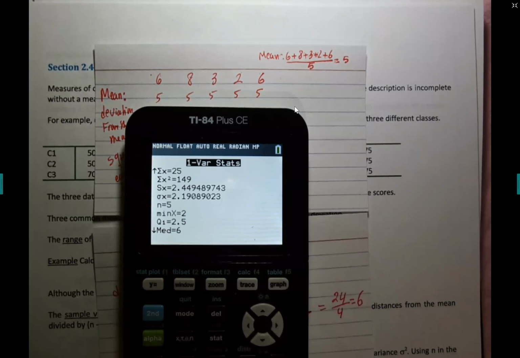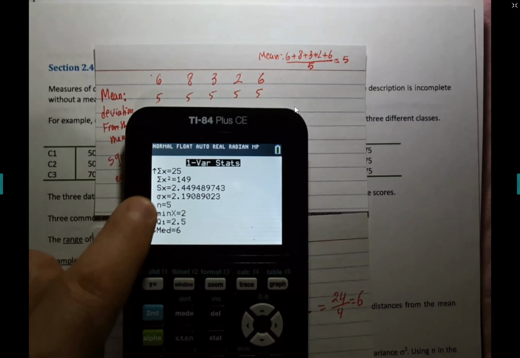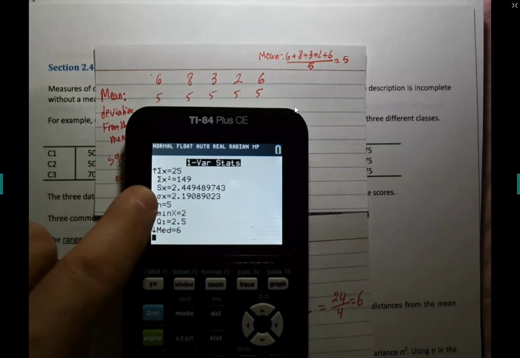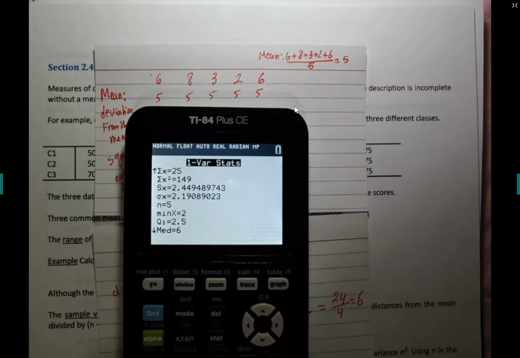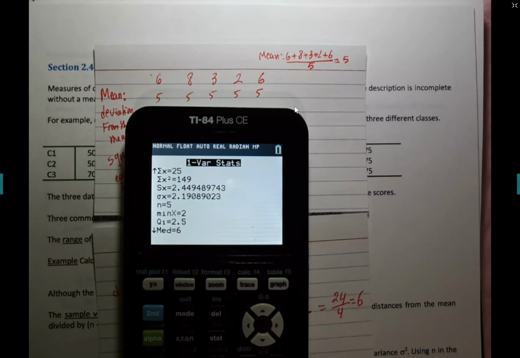It's the median, 6. And this is the standard deviation S. This is the sample standard deviation, 2.4494. See, I didn't do any of the work that I showed you how to do by hand. But the formula that is built into the calculator is the formula that I used to show you the work, guys. It's already built in there. All you need to do is enter the data set and get the standard deviation.